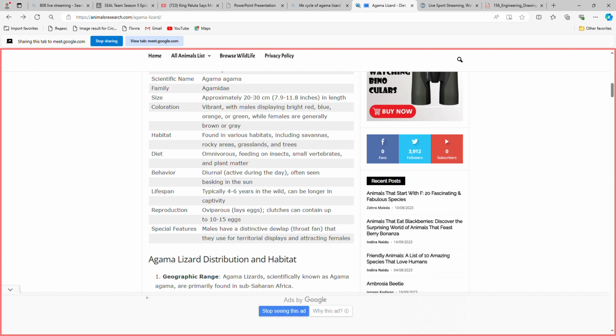Or when you have cockroaches in your house, they may live more and more years, depending on how they get closer to wildness. And also their mode of reproduction is oviparous, which means they lay eggs. Clutches can also contain up to 10 to 15 eggs. So you come and look at the reproduction mode of it.